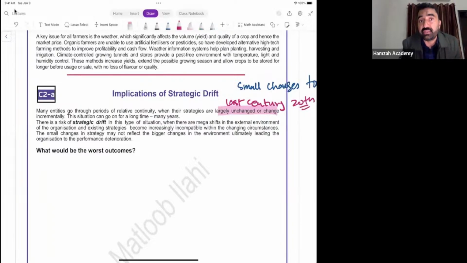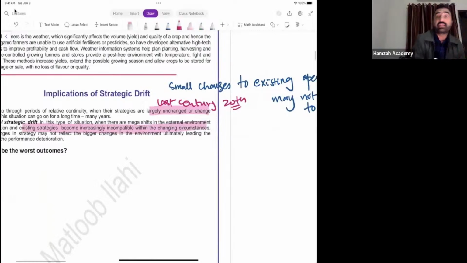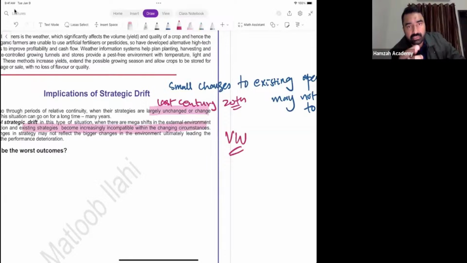There is a risk of strategic drift in this type of situation when there are mega shifts in the external environment of the organization, and the strategy becomes increasingly incompatible with the changing circumstances. So this is the point that you need to understand. And as I gave you the example of Volkswagen, its existing strategy of small incremental changes to engine efficiencies has not worked at all.